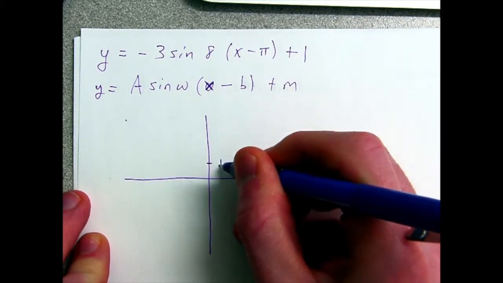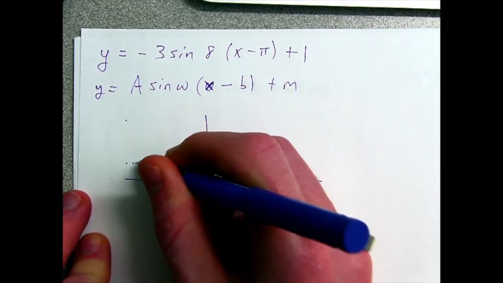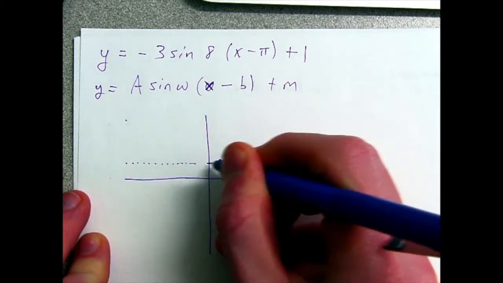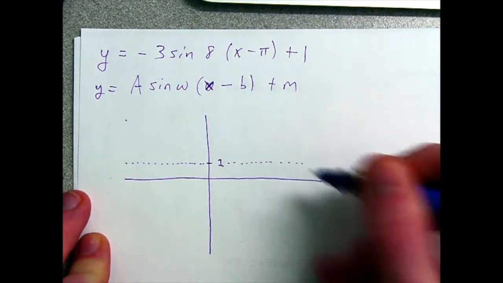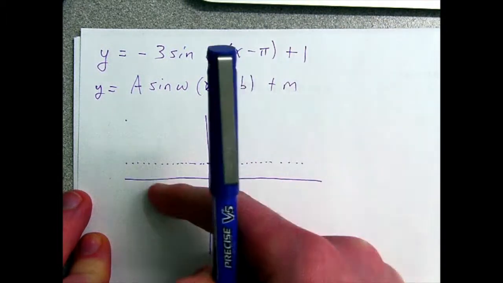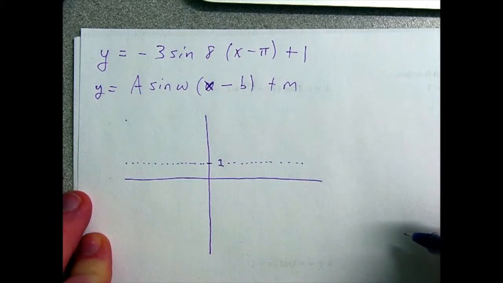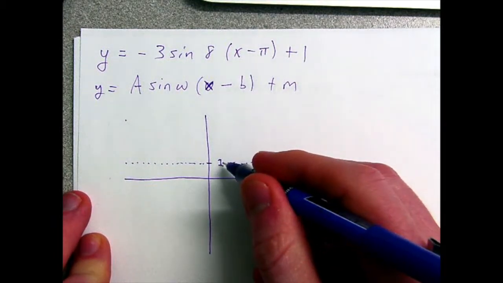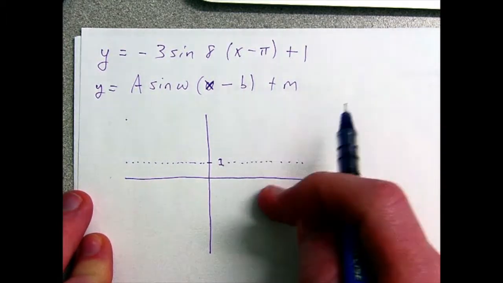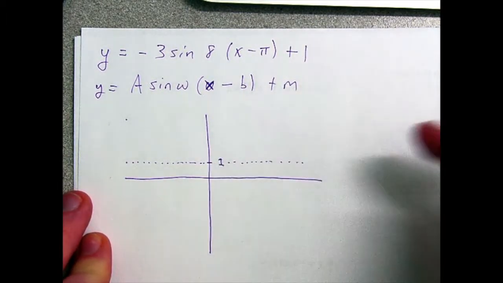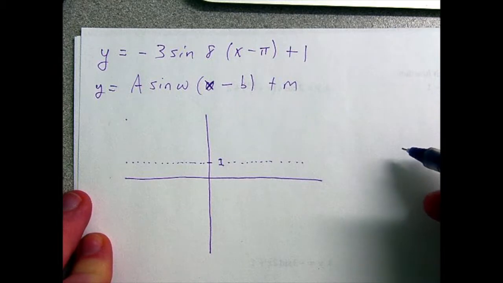Okay, so here's the midline, and I'm just going to make a dashed horizontal line, just like that. So this is the line that's going to be running through the middle of the graph, right? Let's just keep that in mind. After you find the midline, you should find the bounce numbers. Remember that every sine and cosine function bounces between two numbers. Well, we can find those two bounce numbers.